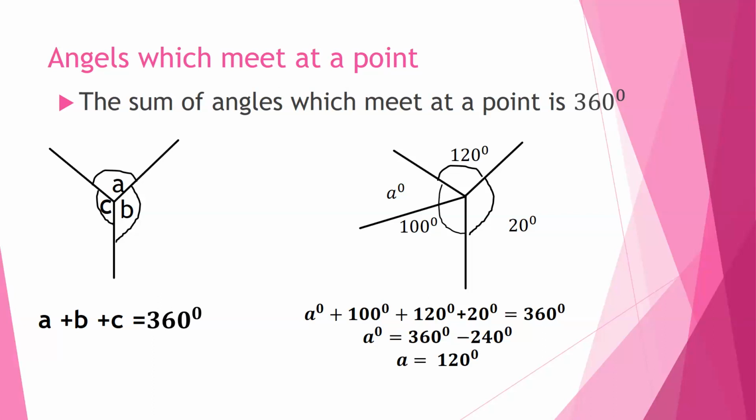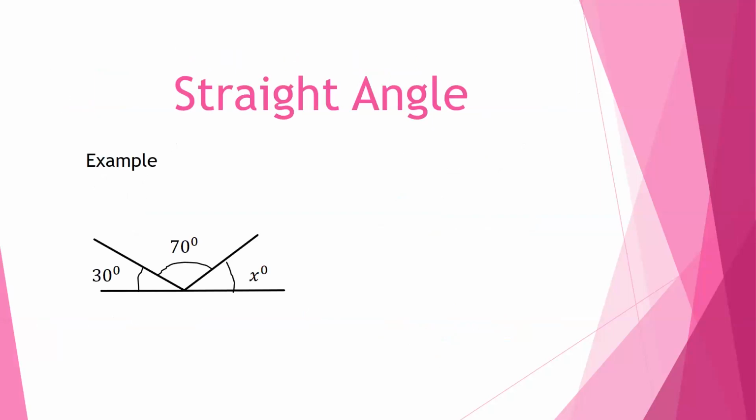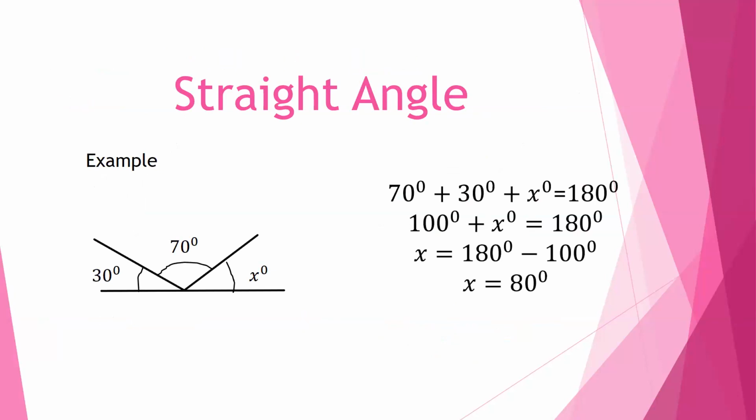So we'll move on. As I said, a straight line has an angle of 180 degrees. So if you have an angle of 180 degrees, and you are given some parts of the angle, you should be able to equate it to 180 and get the angles that you are to find. So here, we know that the angle of a straight line is 180. So if you have this, you simply sum it all and equate it to 180.